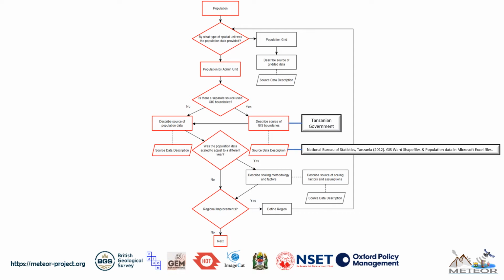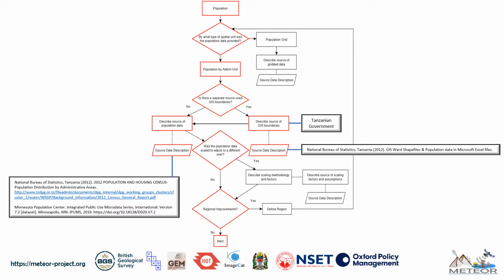For Tanzania, the population spatial units were obtained by administrative units. There were 3 sources of population data provided by the Tanzanian government partners: an Excel spreadsheet and GIS dataset tracking population at the ward level, along with a separate national statistics report that contained the person per household data, which was important in estimating total number of buildings and building area.